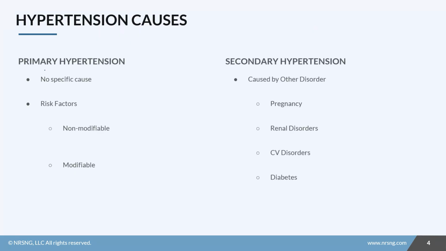Well, we have two kinds. We have primary hypertension and secondary hypertension. Primary doesn't have a specific cause, while secondary is caused by some other condition.